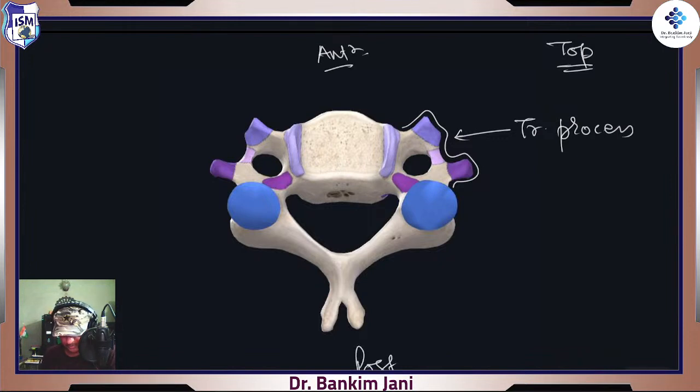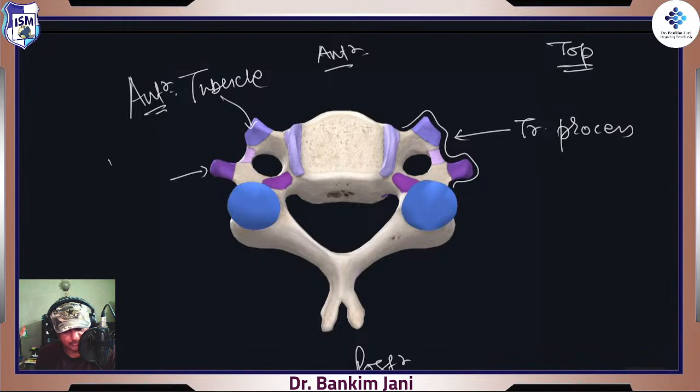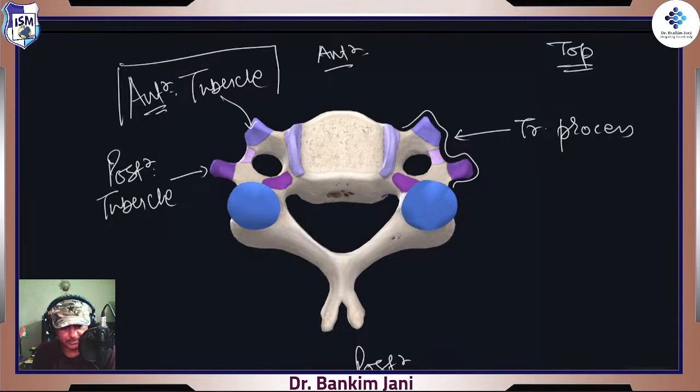So this is posterior. On the transverse process, there is one projection, a tubercle. And we'll call this the anterior tubercle, right? That's the best name that can be given because it is anterior. If that is anterior, there has to be another one, and this is posterior. Otherwise, we would have called that tubercle just a tubercle. But because there is something posterior, we call it anterior. So the anterior tubercle and the posterior tubercle. Keep in mind, this anterior tubercle is very interesting, so just keep in mind, we'll come to that.